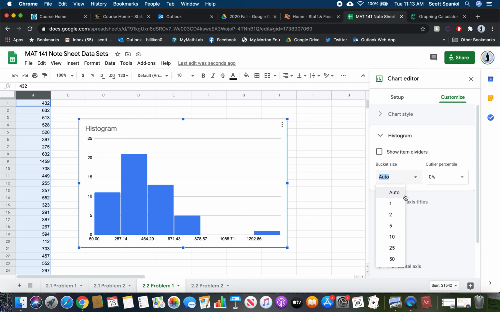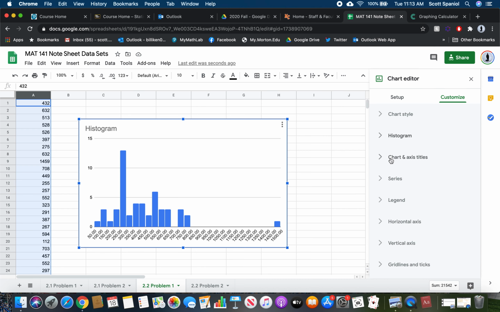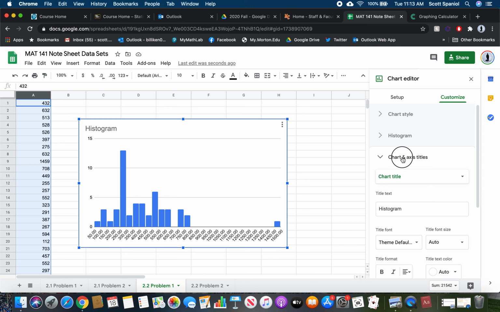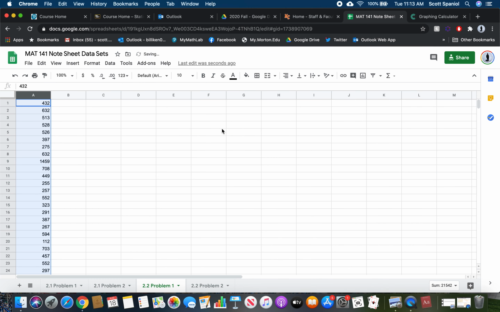Now, this is the problem with Google Sheets, is I can't make these class widths big enough for what I wanted to do, right? 50 is the biggest they get, and that got me a lot of classes. So that's really the biggest problem with Google Sheets. And then there are some other options for how to change this. So what we're going to do instead of using Google Sheets is I want to use ClassCalc.